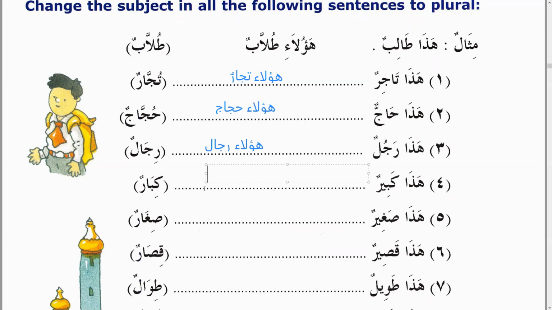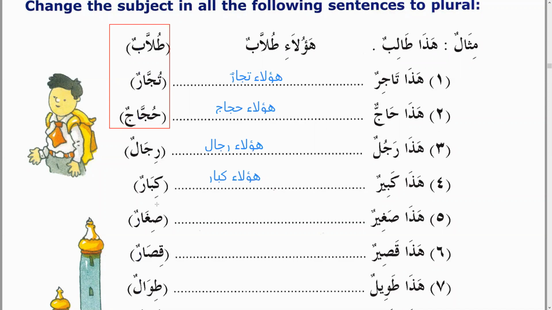So what is the plural of kabir? Kibar. Kibar ulama, right? هؤلاء كبار. Kabir, kibar. Some have this pattern, tujjar, hujjaj, right? Fu'al pattern. These three are fu'al pattern: tullab, tujjar, hujjaj. Now we have fi'alun pattern. See, the first letter has a kasra.